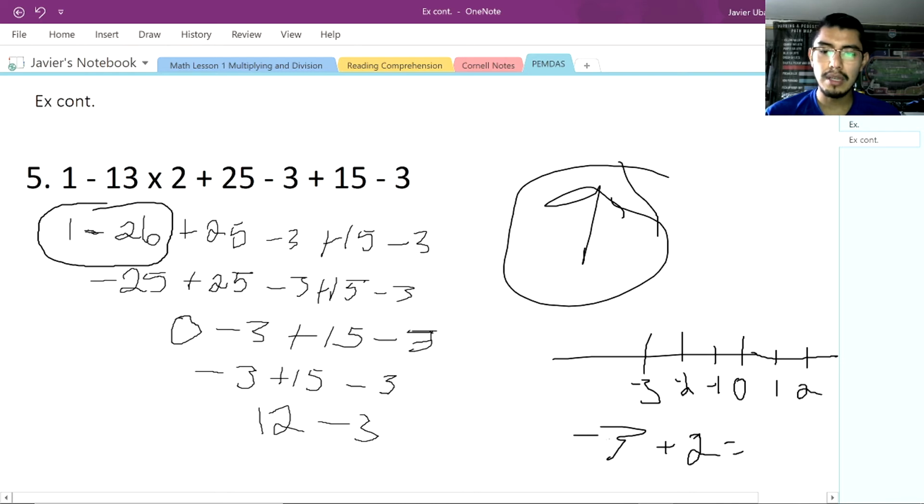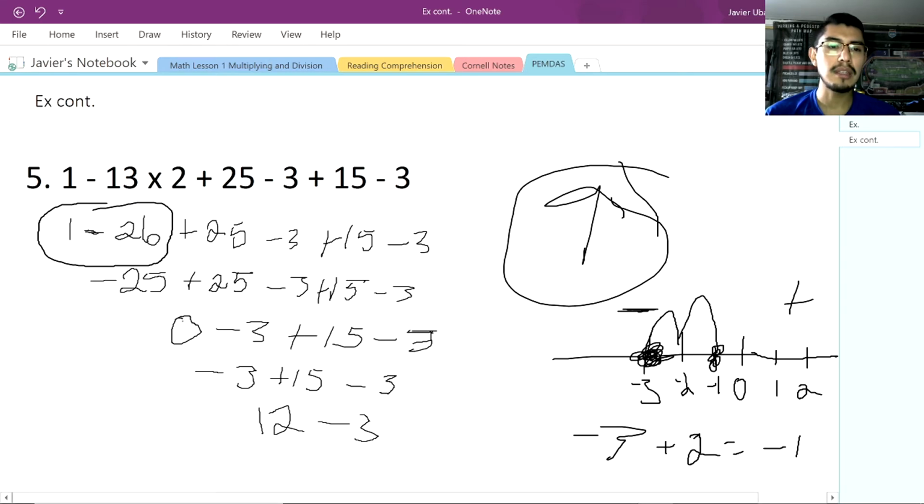So here we'll start with negative 3. Negative 3 is right here, as you have your negative numbers on this side and you have your positive numbers on this side. So we start at negative 3 and we're going to add 2. So when we add, we have to go to the positive side. So we go 1, 2. And we landed at negative 1. So the answer is going to be negative 1, right?